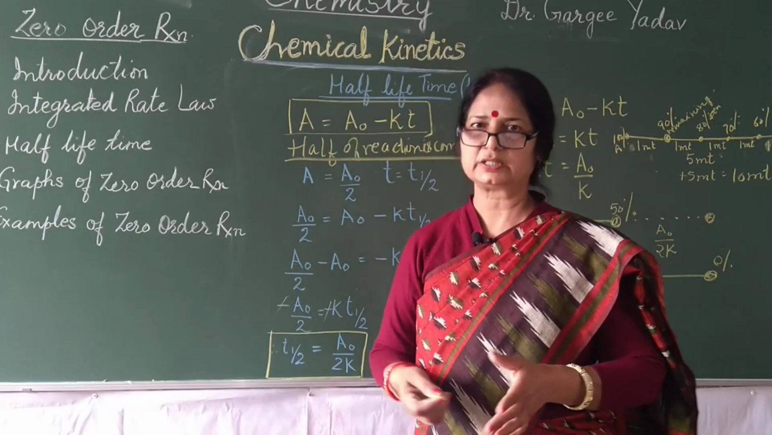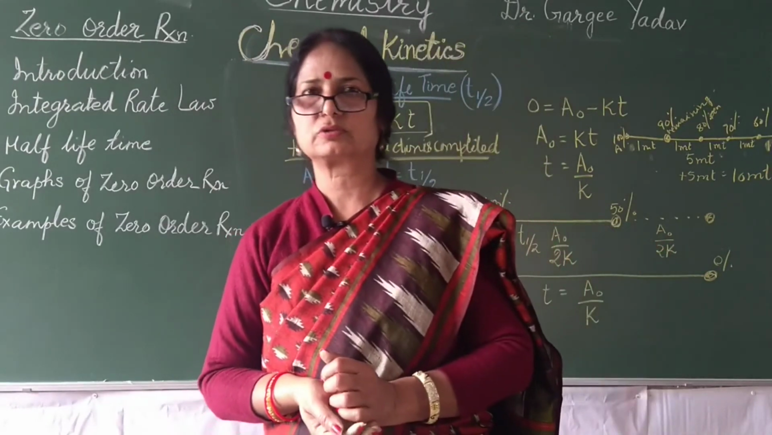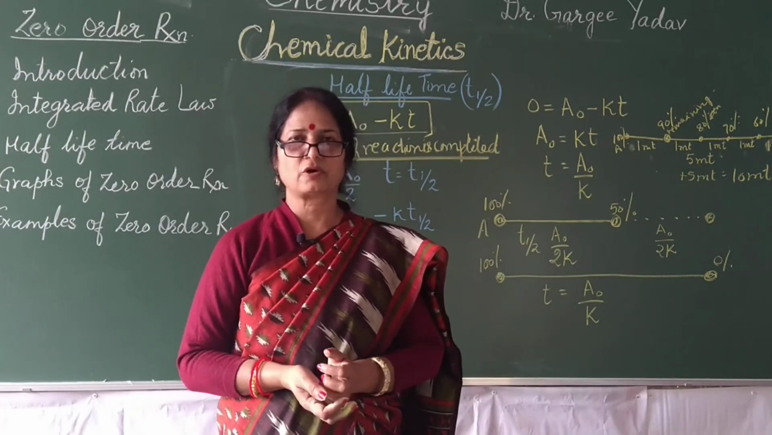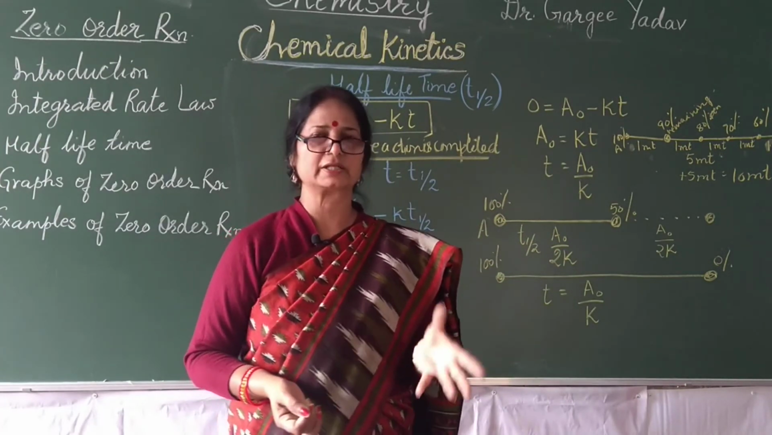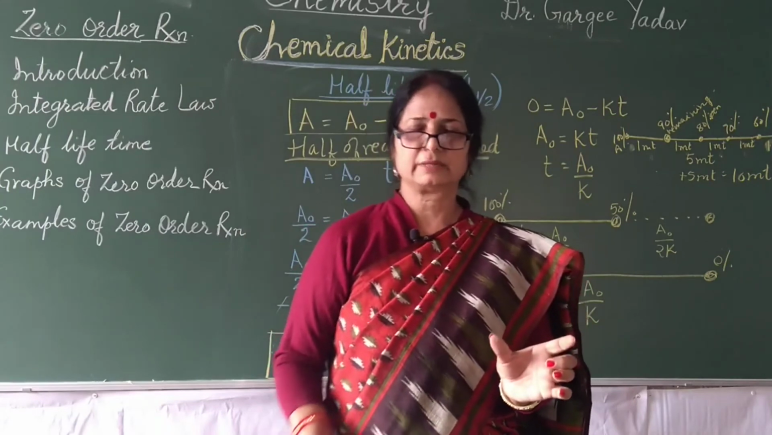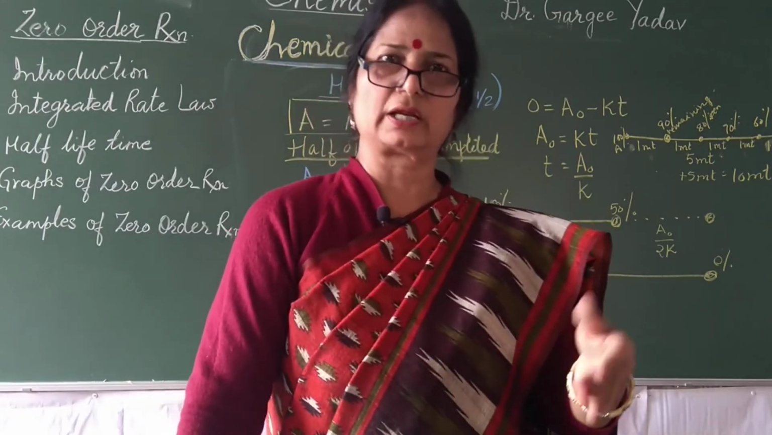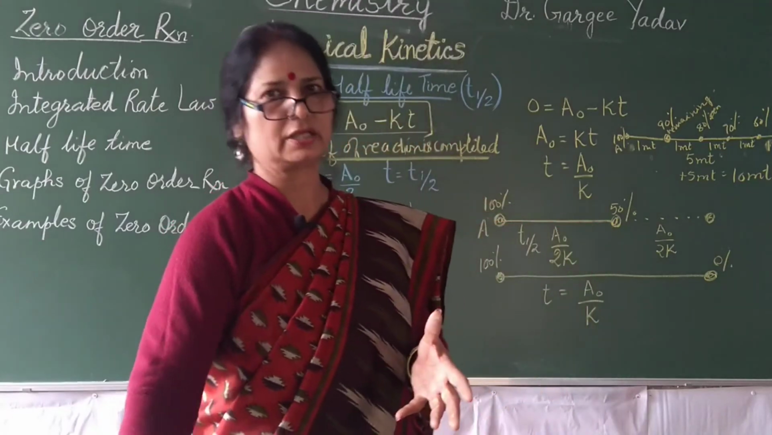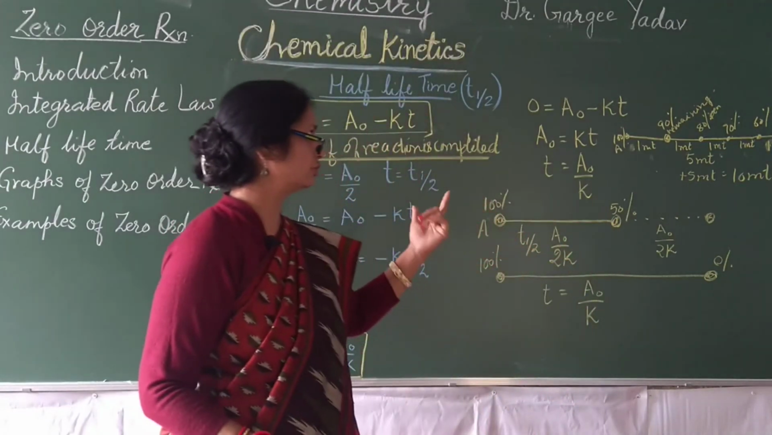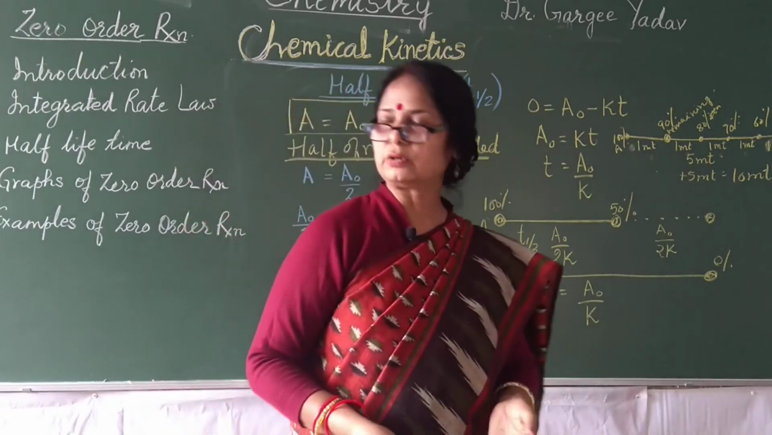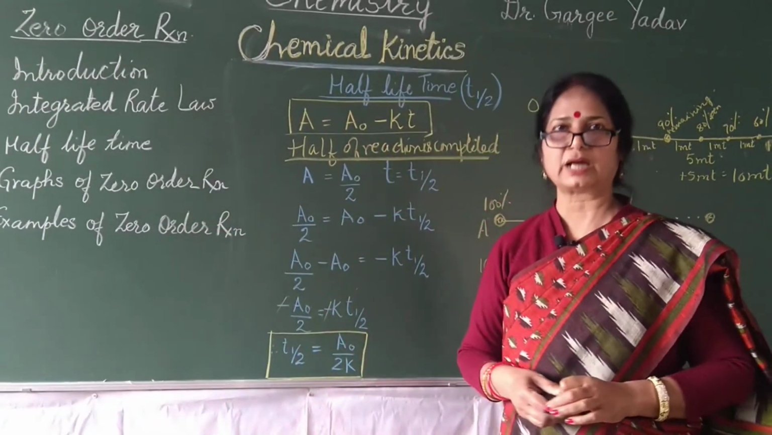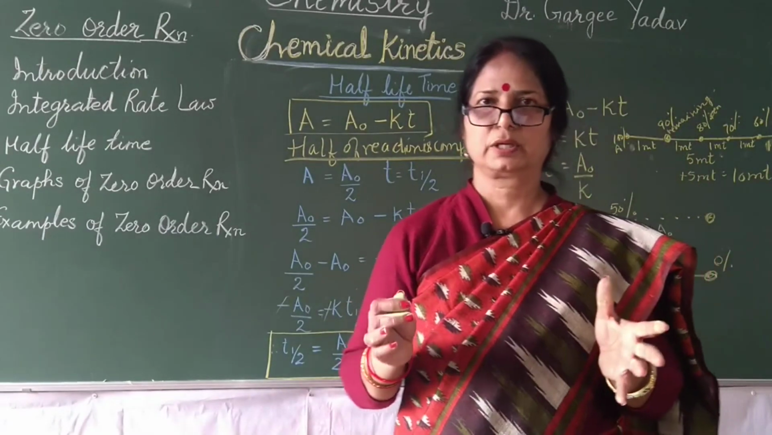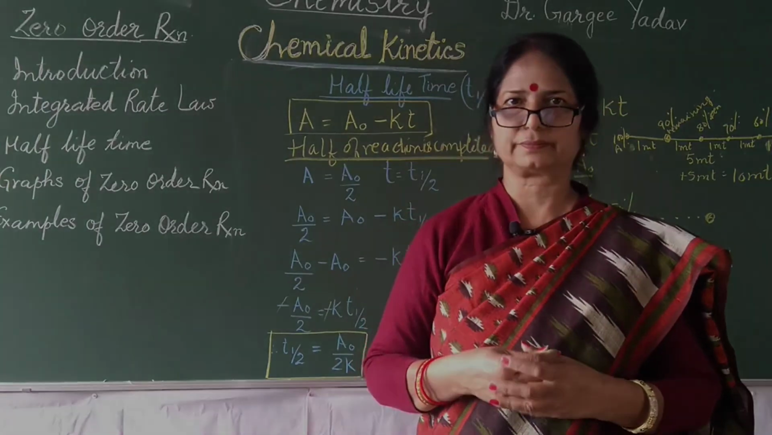If you encounter such a numerical, that suppose 40% gets completed in 4 minutes, then you can calculate for 10% how much time it will take, and you can calculate for any percentage of completion of the reaction. So this I wanted to tell you about the unitary method. Now let's come over to the graphs which can be plotted for a zero order reaction.